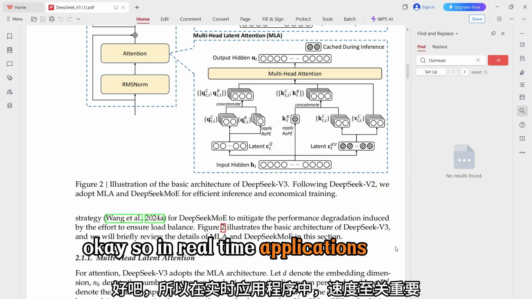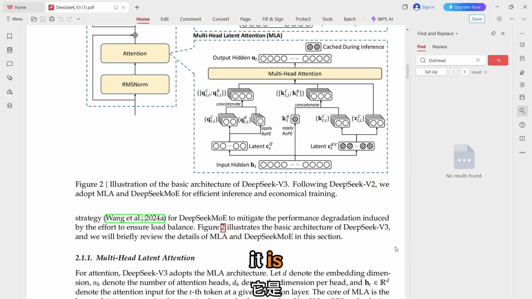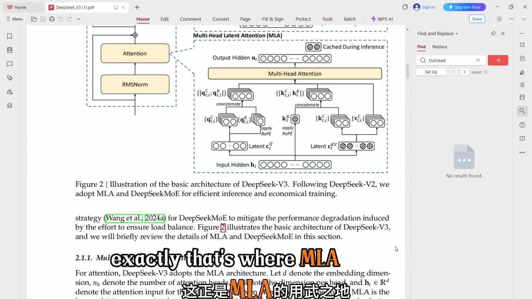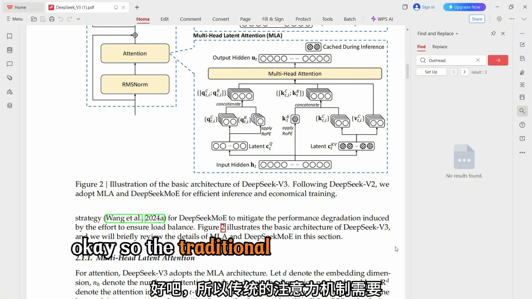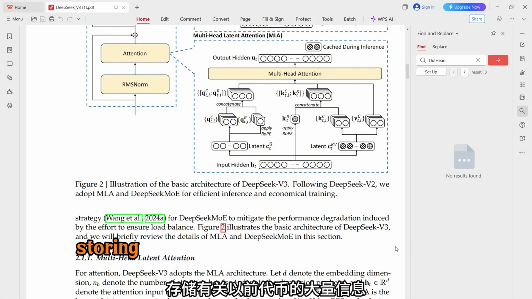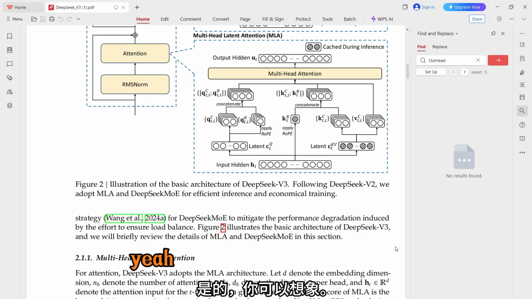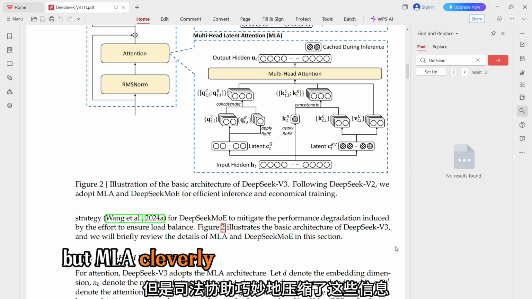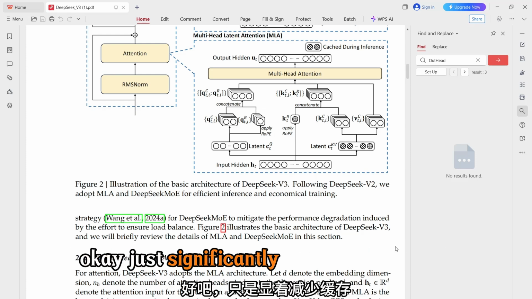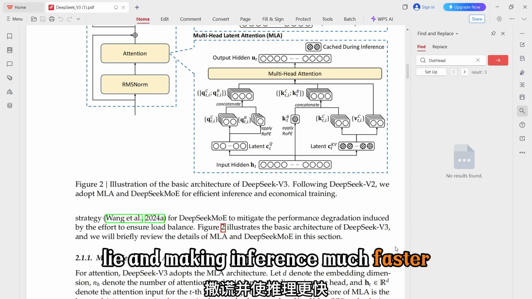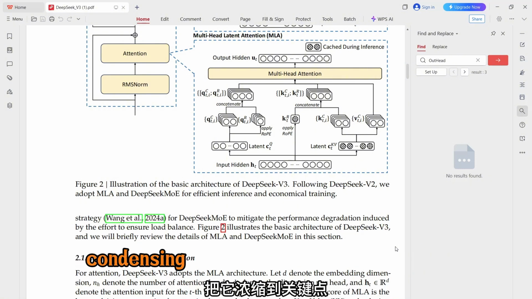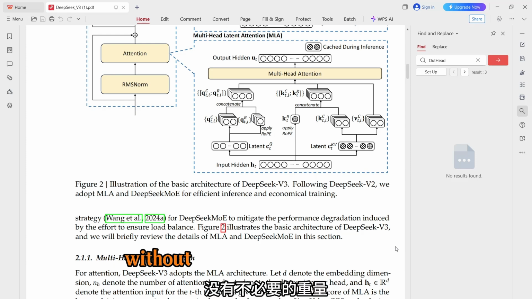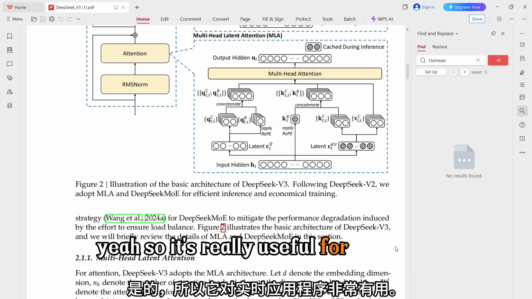In real-time applications, speed is critical. And the key value cache needed during inference can be a major bottleneck. That's where MLA comes in. The traditional attention mechanism requires storing a lot of information about previous tokens, which becomes a problem with long sequences of text. But MLA cleverly compresses this information, significantly reducing the cache size and making inference much faster. So it's like taking a bulky encyclopedia and condensing it down to just the key points. That's a great analogy. It retains the essential information without the unnecessary weight. So it's really useful for real-time applications.